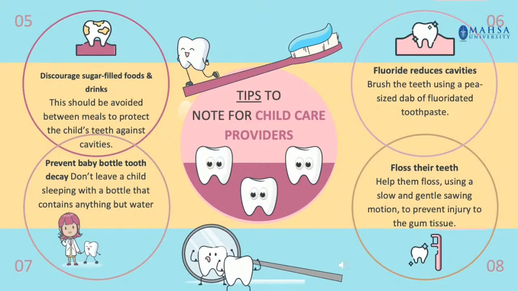Number 7, prevent baby bottle tooth decay. Don't leave a child sleeping with a bottle that contains anything but water. And number 8, floss their teeth. Help them floss using a slow and gentle sawing motion to prevent injury to the gum tissue.